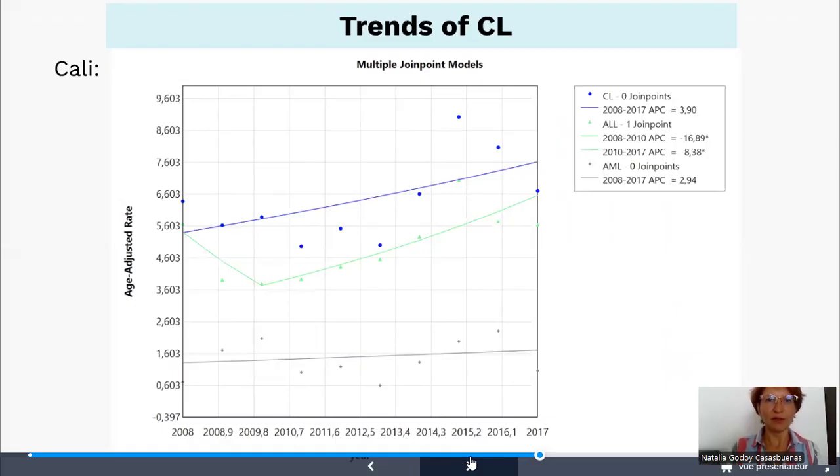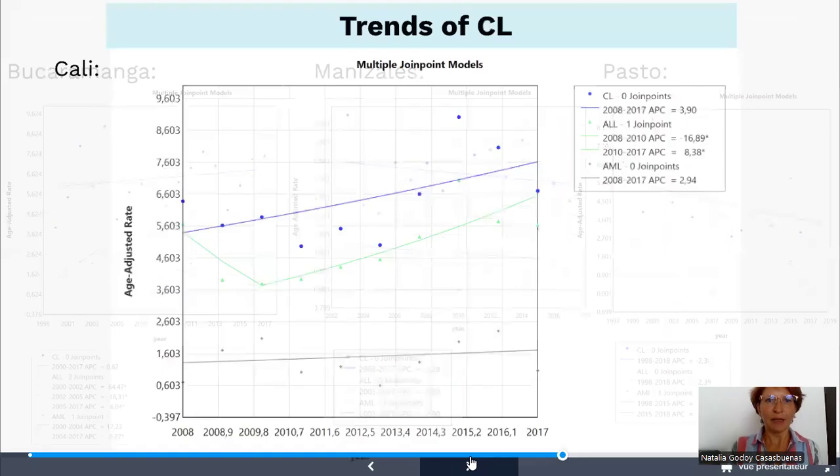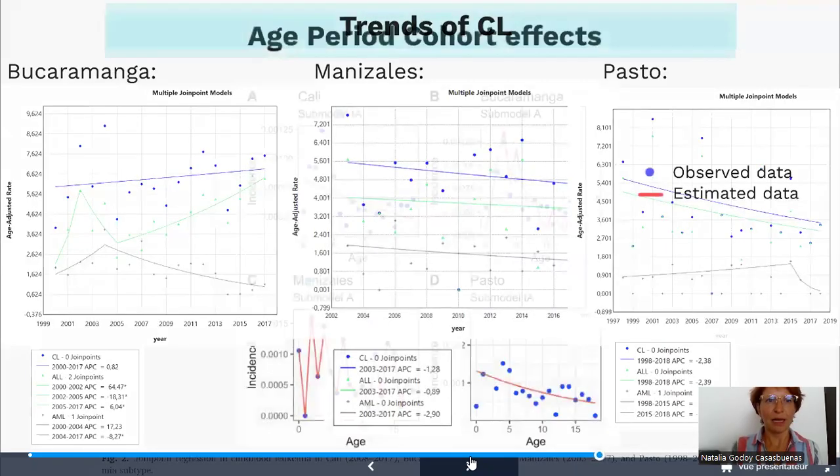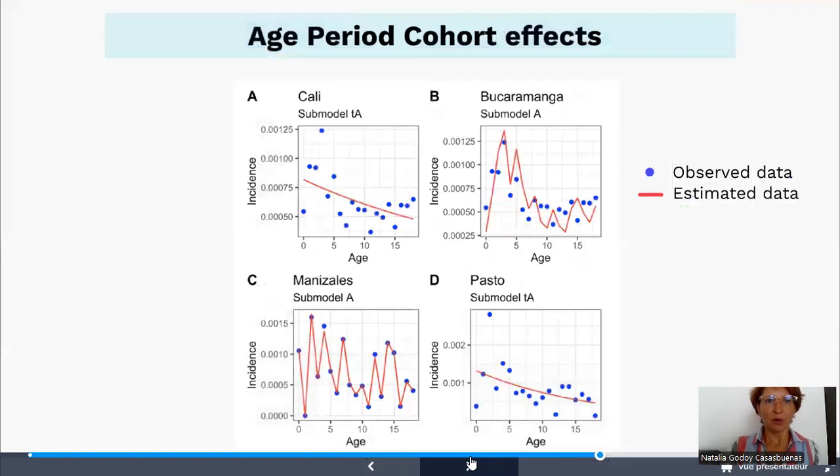subtype, significant changes were observed, particularly in Cali and Bucaramanga for acute lymphoblastic leukemia, and for Pasto and Bucaramanga for acute myeloid leukemia. Concerning age period cohort effects, based on the Akaike criterion, the age model was selected for Manizales and Bucaramanga, while the trend age model was chosen for Cali and Pasto. No significant period or cohort effects were identified in any of the populations.